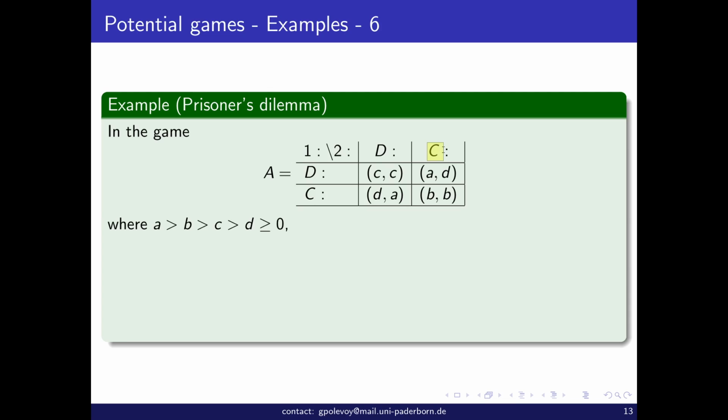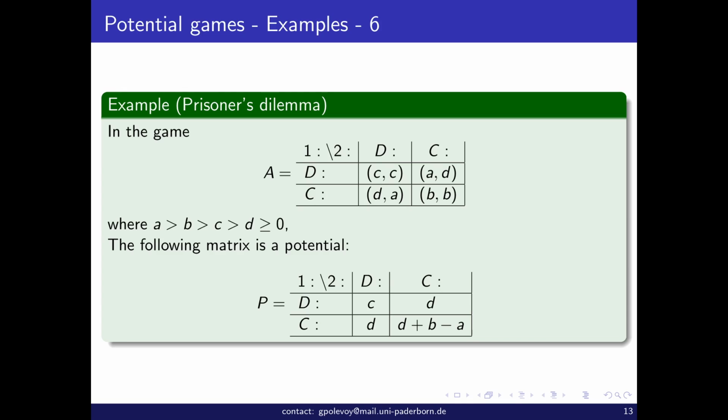And if the column player played C, it would still be the same, in the sense that A is better than B. So it would still be strictly better to defect than to cooperate, and it's symmetric, so it's the same for the other player when we invert the roles. So it's a prisoner's dilemma in a general sense. And that's a potential for this game. So you can easily check yourself that it's a potential. How do you do that? You can stop the video and think how to do that.